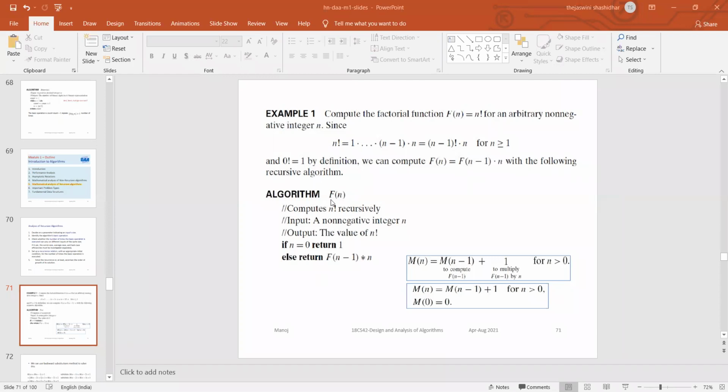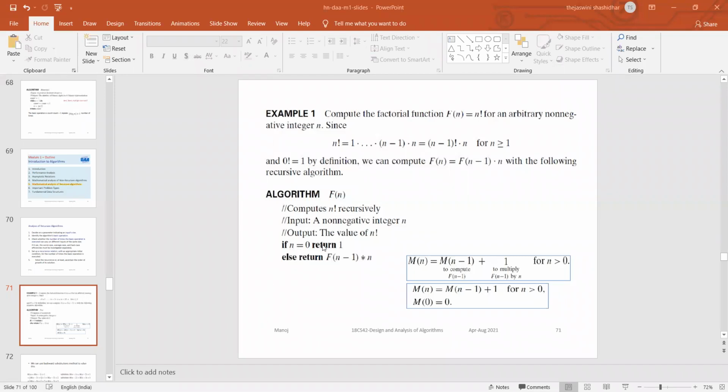How to write the recursive algorithm? This is the algorithm we have taken. Input a non-negative integer n, output the value of n factorial. So what is 0 factorial? Can you tell? What is 0 factorial? 0 factorial is 1. Okay, so that's why we are taking it.